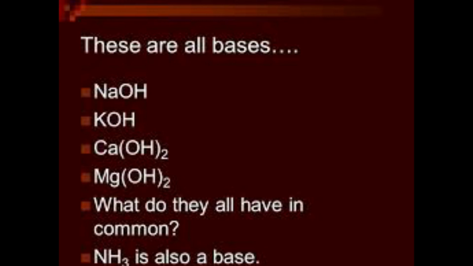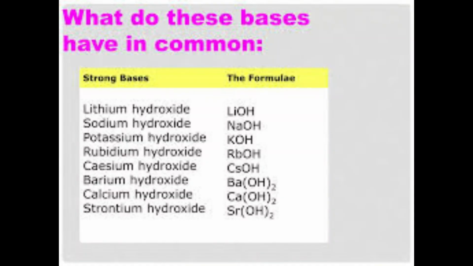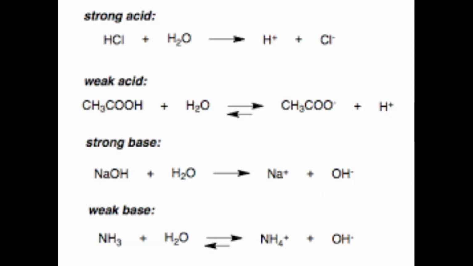A base is a chemical substance which can neutralize an acid. A strong base ionizes very fast when compared to a weak base. NaOH gives rise to Na plus and OH minus. Weak base NH3, that is ammonia, when added to water forms ammonium ion, that is NH4 plus, and OH minus.